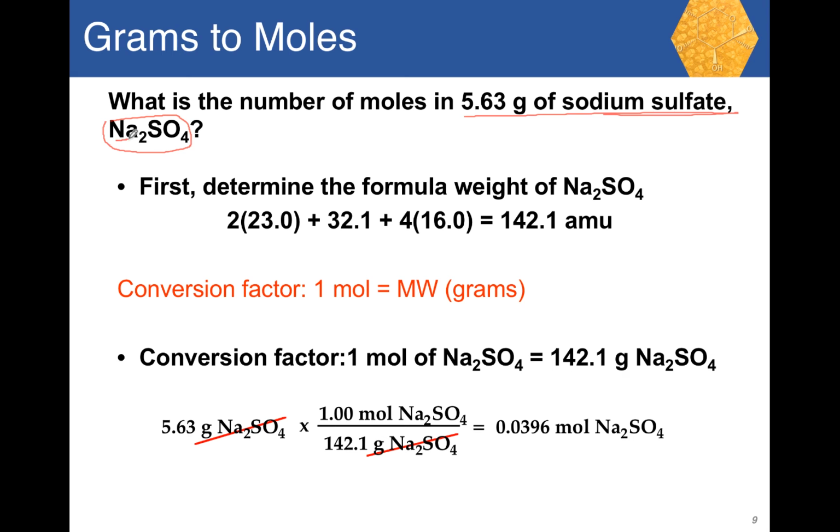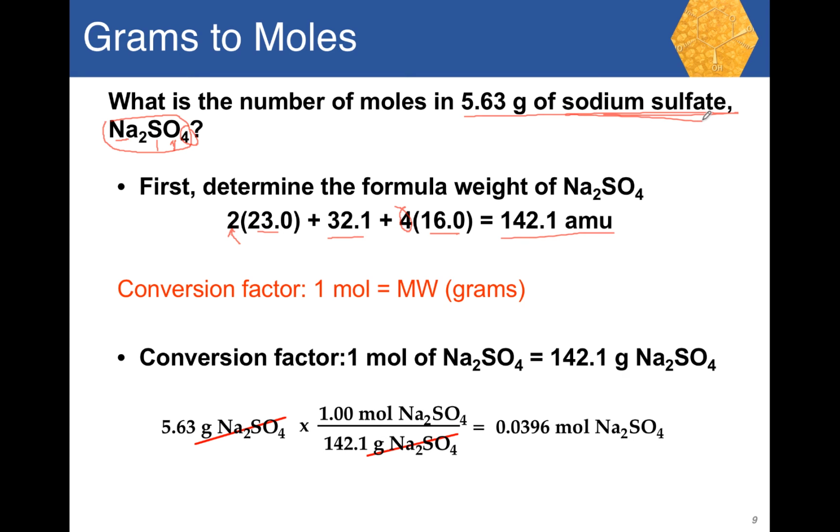Find sodium, which is 23, multiply it by 2. Find sulfur, which is 32.1, and add that to oxygen. Find oxygen, which is 16, and multiply it by 4, because we have 4 oxygens. Then, of course, you add those up, and you should get 142.1 AMUs. So that is the molecular weight of sodium sulfate.